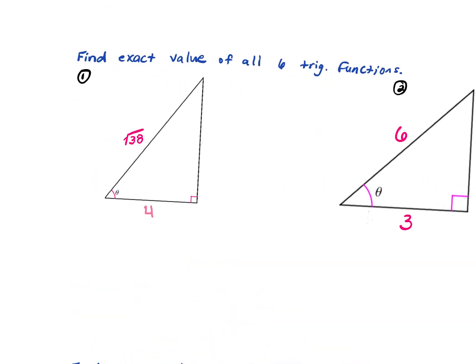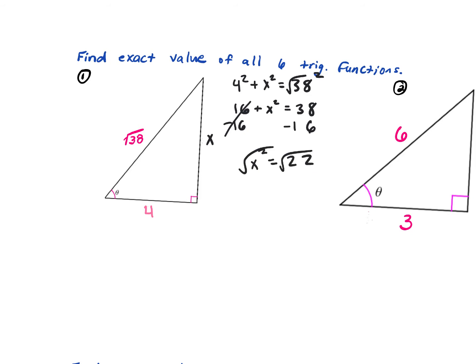Okay, so I'm going to call this x. How do I find x? X is Pythagorean theorem. So 4 squared plus x squared is equal to square root of 38 squared. 16 plus x squared is equal to 38. Subtract 16. So that cancels. X squared is equal to 22. Take the square root. X is equal to square root of 22.